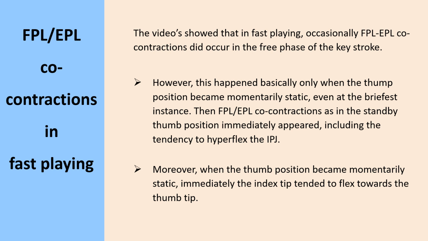Finally, it can also be observed in the videos that occasionally flexor pollicis longus, extensor pollicis longus co-contractions did occur in fast playing. However, this happened basically only when the thumb position became momentarily static, even at the briefest instance. Then FPL-EPL co-contractions, as in the standby thumb position, immediately appeared, including the tendency to hyperflex the IP joint. Moreover, when the thumb position became momentarily static, immediately the index tended to flex towards the thumb tip.